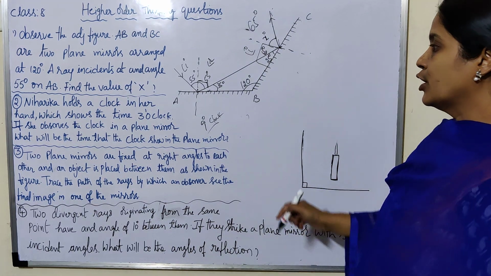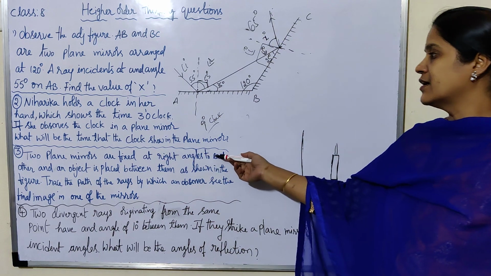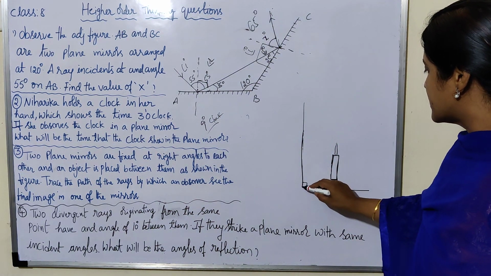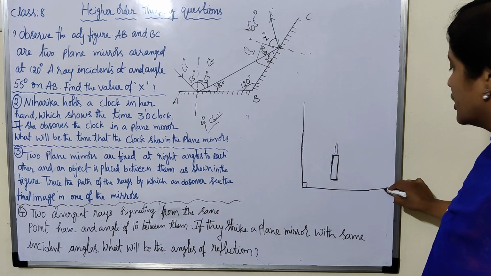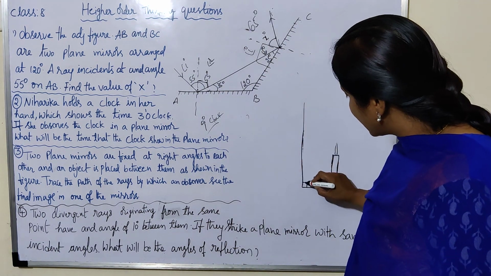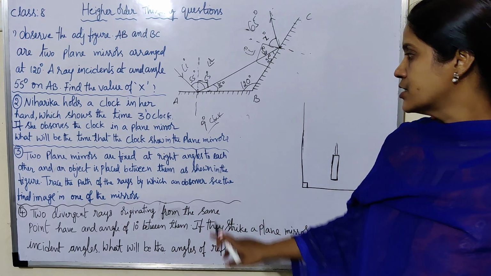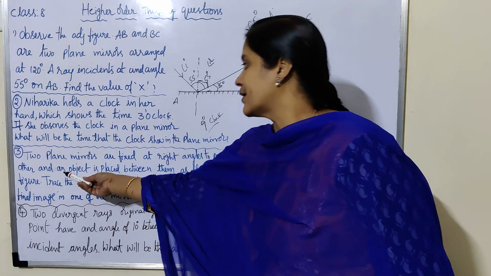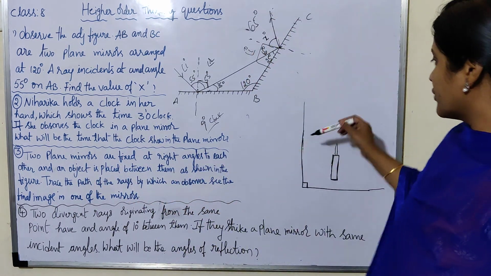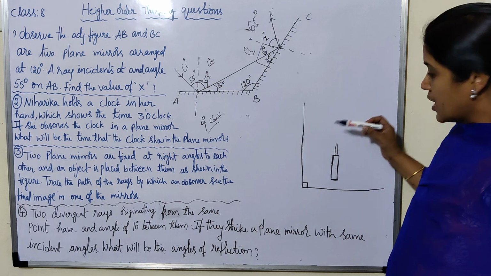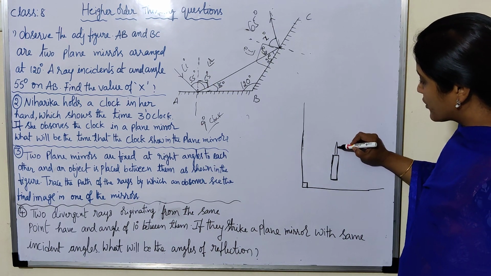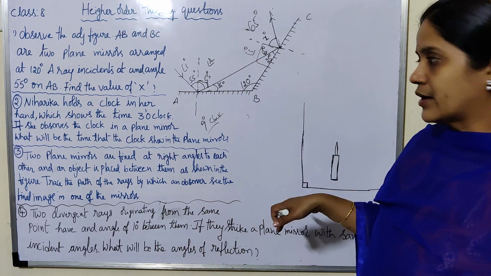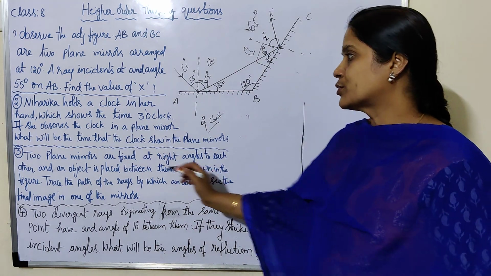Here what is given? 2 plane mirrors are fixed at a right angle. So this is one plane mirror and this is the other plane mirror. These two plane mirrors are fixed at an angle of 90 degrees. So that is the first sentence. And an object is placed between them. So in between these two mirrors, an object, a candle, is placed here. Already in the figure it was given, as shown in the figure.